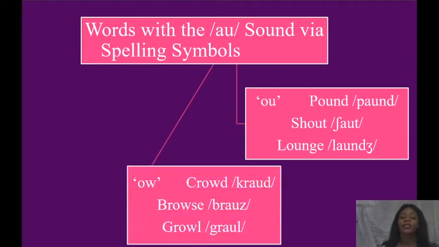Let's move over to the next spelling symbol, which is the O-W. Now we have the word crowd. That was quite easy. Let's go over to the next word. Browse. And the last word example under the spelling symbol is the word growl.